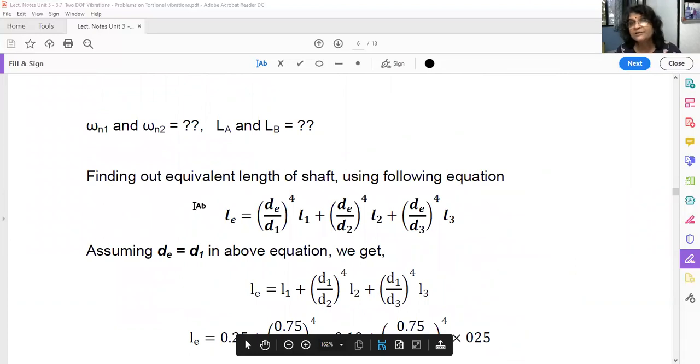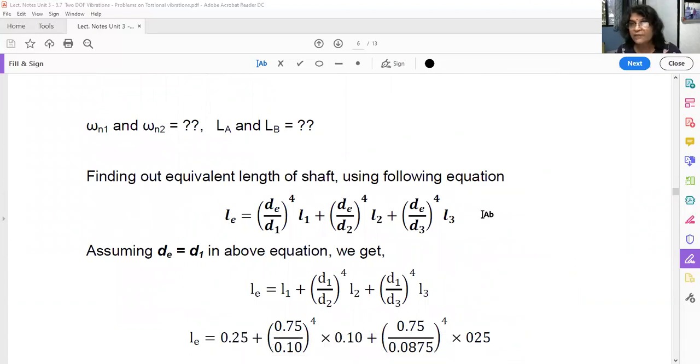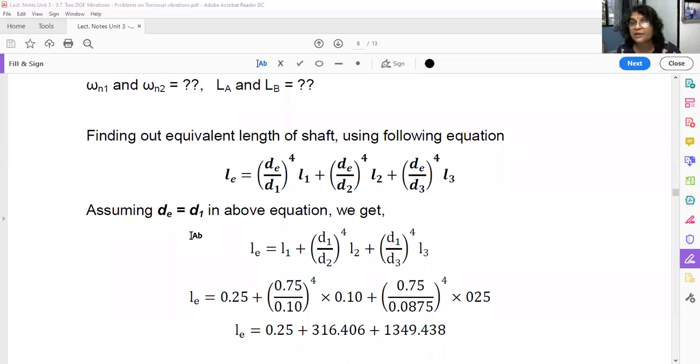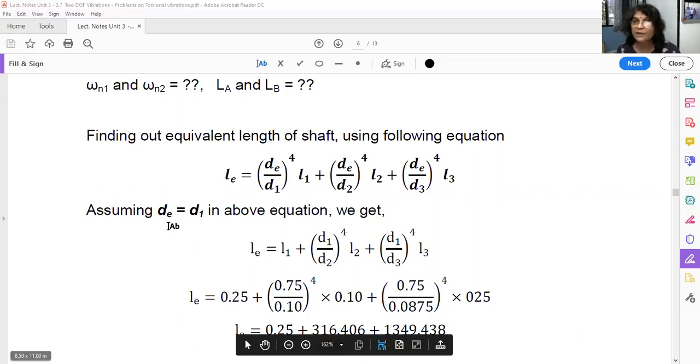First, finding the equivalent length of the shaft using the following equation. We already derived this equation when we studied the torsionally equivalent shaft. The equivalent length is given as dE upon D1 raised to 4 into L1, plus dE upon D2 raised to 4 into L2, plus dE upon D3 raised to 4 into L3. Now here we assume dE is equal to D1. Remember, when you take dE as D1, D2 or D3, your equivalent length changes. That particular equivalent length is true only for that particular diameter shaft.